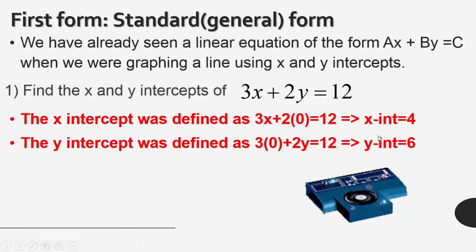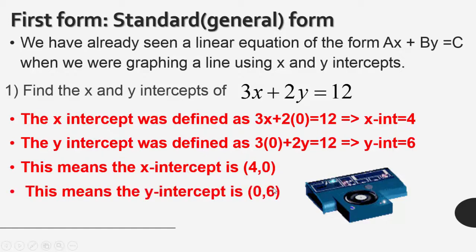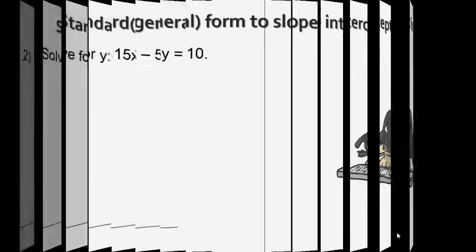Similarly for the y-intercept, but instead we set x is equal to 0. That means the x part will drop out and we'll end up with 2y is equal to 12. If we divide both sides by 2, that means the y-intercept is equal to 6, or y is equal to 6. This means that the x-intercept is (4, 0), and the y-intercept is (0, 6).